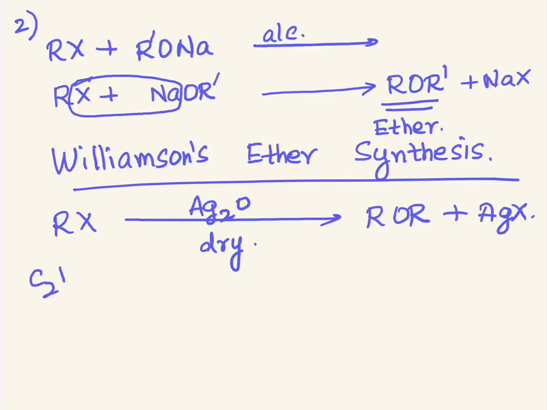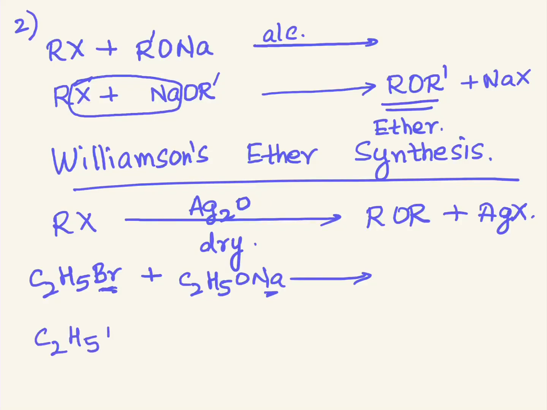So go ahead. C2H5Br plus sodium alkoxide, C2H5ONa. What do you have to do? Remember to flip it. Flip it in order to take the Na and Br together. Let me give you one more. C2H5Br plus CH3ONa. Remember to flip it.